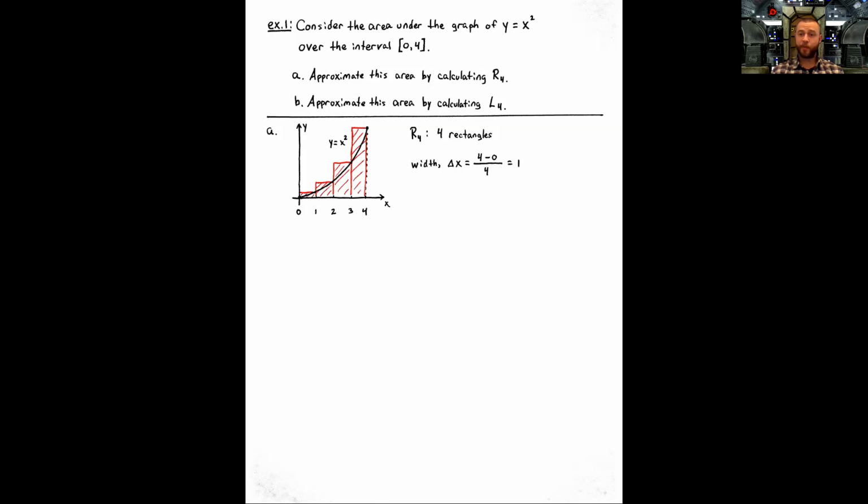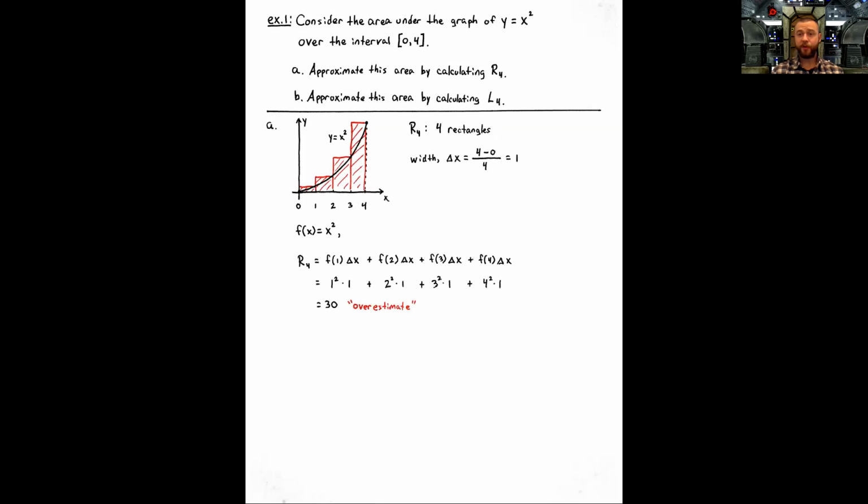What you can see within that first rectangle that we sketched over the subinterval 0 to 1 is that the rectangle is a little too big. It's hanging over the graph. And you can probably see that the 4 rectangles we're using are going to lead to an overestimate for this area. It's going to be a little too big. This is a visualization of the right endpoint using 4 rectangles.